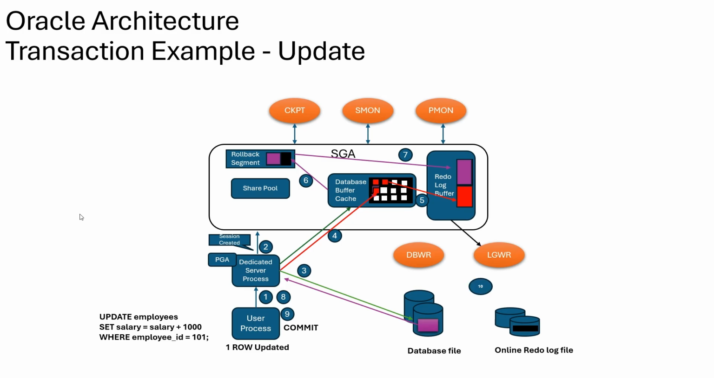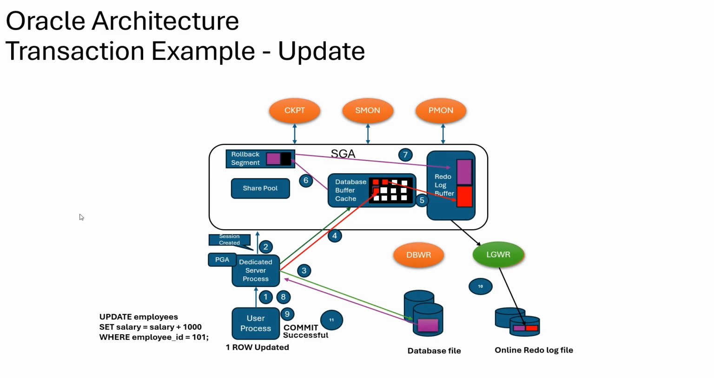The redo log buffer information will be written to the online redo log file. You see it, right? Both change vector information is updated in the redo log file. First it updates the redo log file, then it will update the data file.